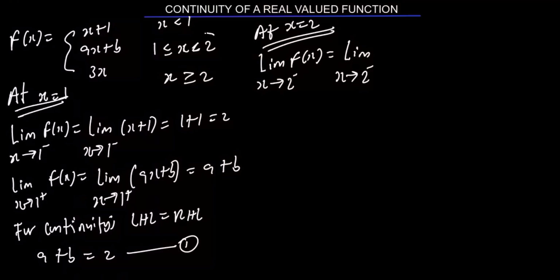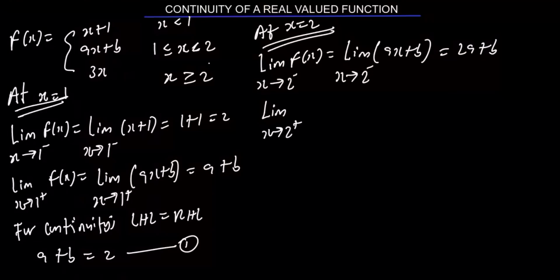So where do we have x less than 2? This is it here. So I'll be picking this function, so I have ax plus b. If I put my 2 here, I have 2a plus b. That's the limit where x approaches 2 from the left. Also, check the limit where x approaches 2 from the right. That's where you have x greater than 2, and this is it here. So you have 3x, and that's 3 times 2, and that's 6. Let me show you the working fully.